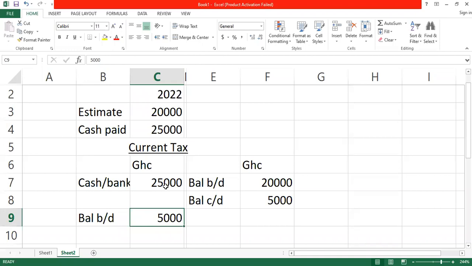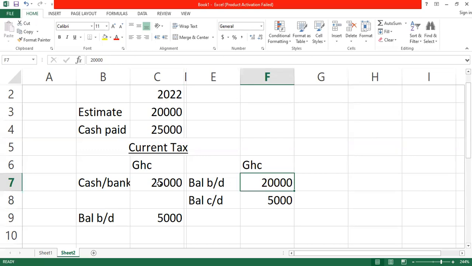If it's having a debit balance, it means that the balance brought down will be at where? The balance brought down will be at the debit side. That is the meaning of debit balance. So we are estimating for 20,000. That is the 20,000 that we are going to pay GRA, isn't it? So this is a liability to us. So it will be at the debit side.